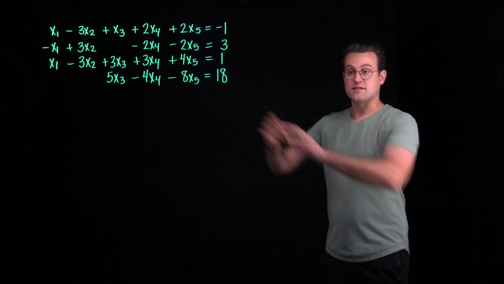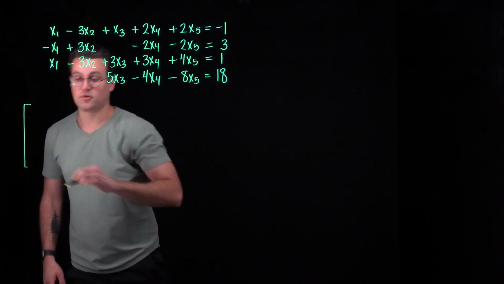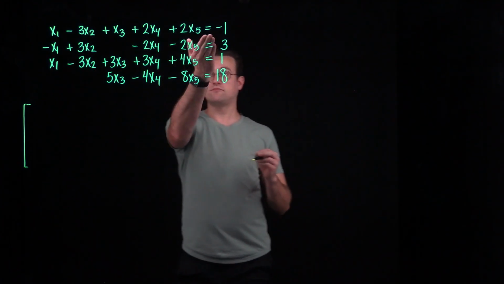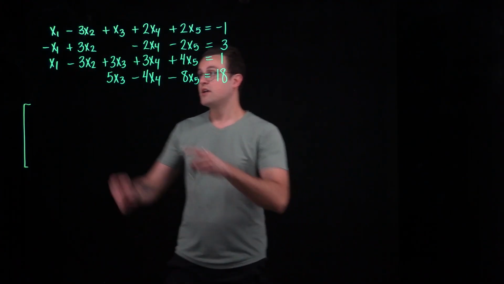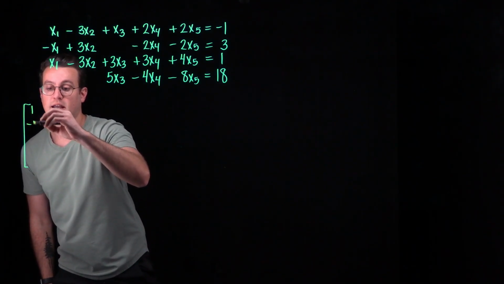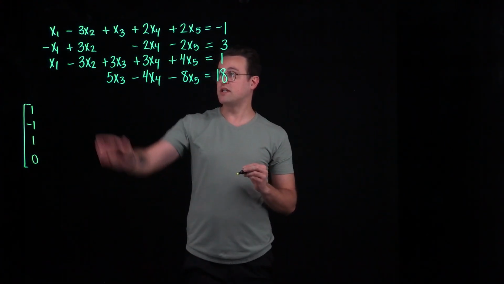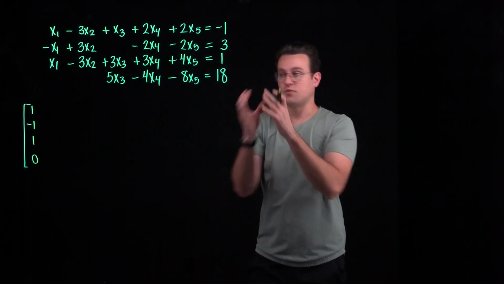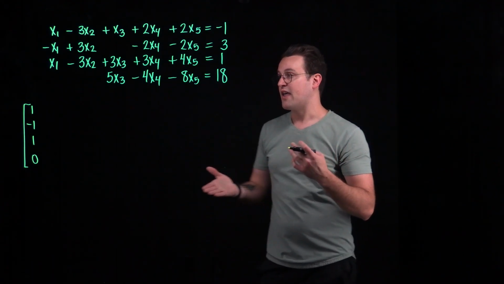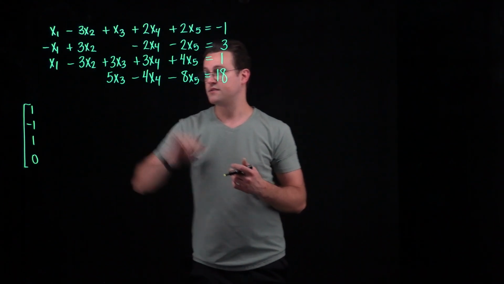So let's convert this into our augmented matrix. Remember, we have a column for each variable. So I can either go from left to right or from top to bottom. So I'll go first focusing on x1, and I have 1, -1, 1, and 0. This is where it's convenient to have the variables arranged where all the x1s are together, all the x2s are together, and so on. That way I can easily see that first column is 1, -1, 1, 0.